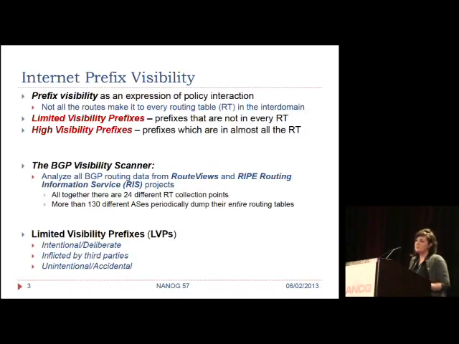So the tool, the BGP Visibility Scanner, gathers all the available BGP routing data from RouteViews and from RIPE, from the RIS projects. Altogether, we look at about 24 collection points. In total, there are about 140 different monitors that give their full routing feed. And we look at the visibility of the prefixes in these full routing feeds. What we present and make available is the set of limited visibility prefixes for each originating network. Now, the question we ask is: is this something that the operator intended? Is this something that the originating AS is suffering from? Is this something that somebody is inflicting upon this originating AS?